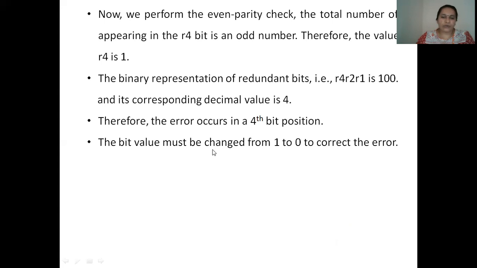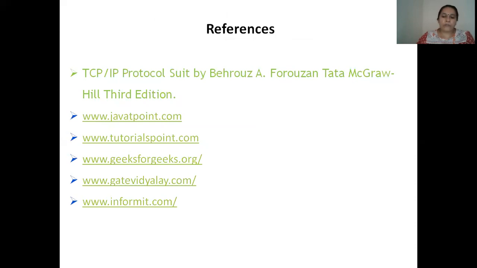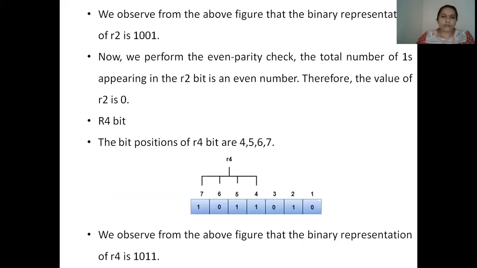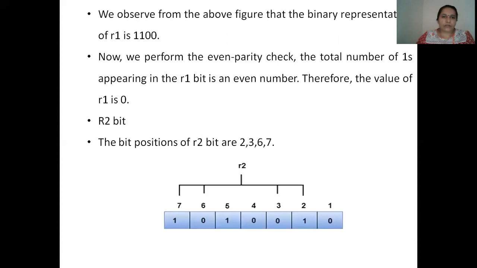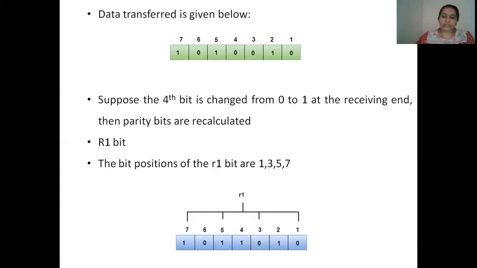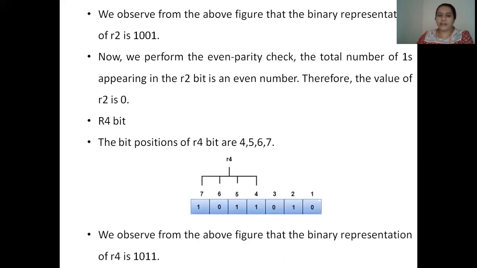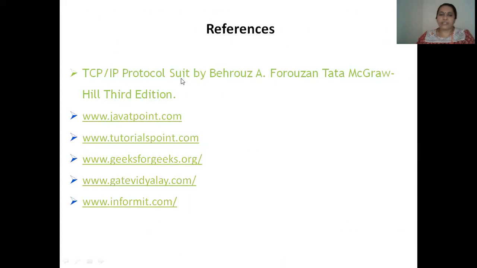And this bit value can be either automatically changed from 1 to 0 or the sender can be asked for a retransmission, depending on what sort of method the data link layer uses for correction, whether it is backward error correction or forward error correction. So this is how the Hamming code method works for error correction in the frames sent by the data link layer. Thank you.